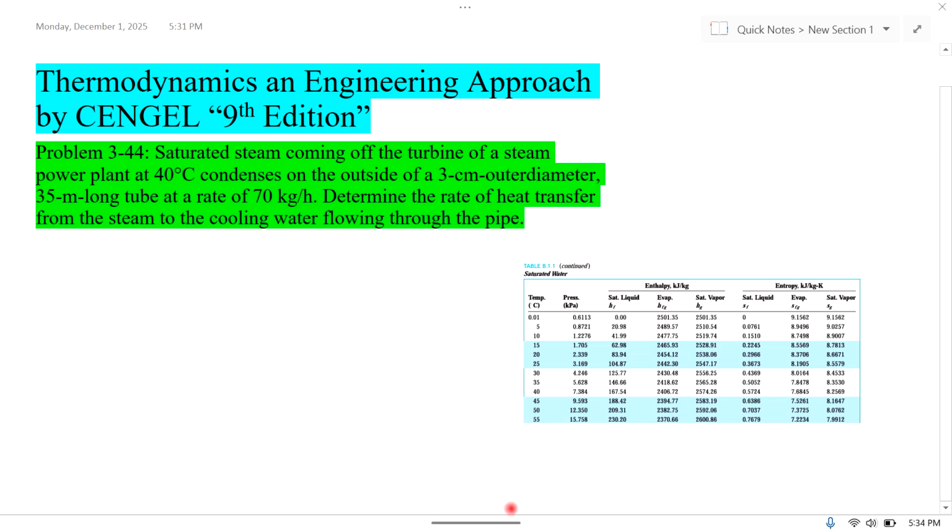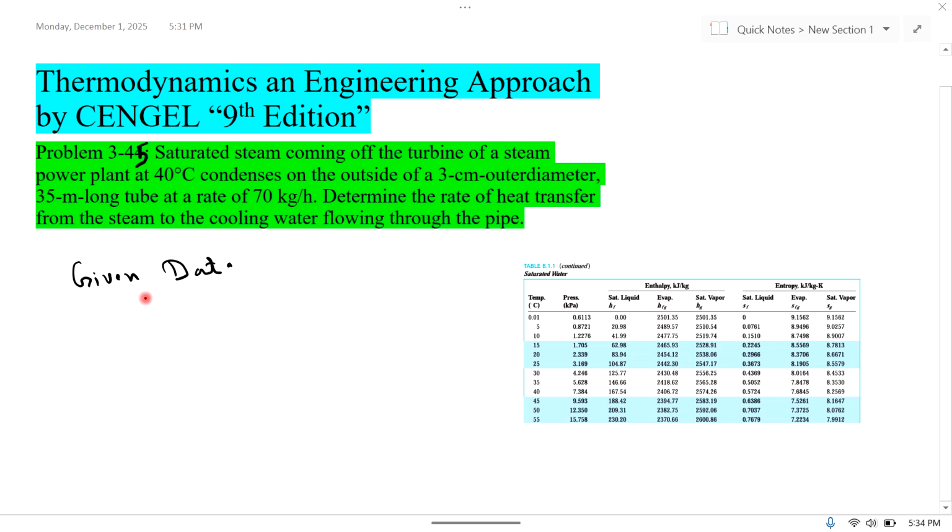Bismillahirrahmanirrahim. In this lecture, I am solving problem 3.45. This is basically 3.45 from the book Thermodynamics: An Engineering Approach by Cengel, 9th edition. In problem 3.45, the statement is: saturated steam coming out of the turbine of a steam power plant at 40 degrees centigrade, and given data.